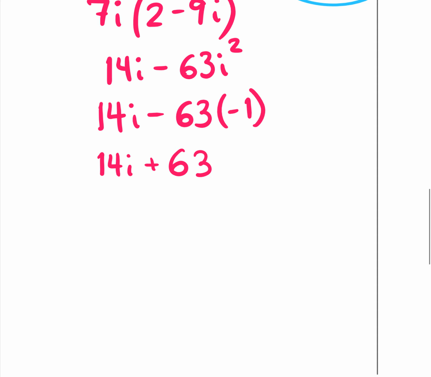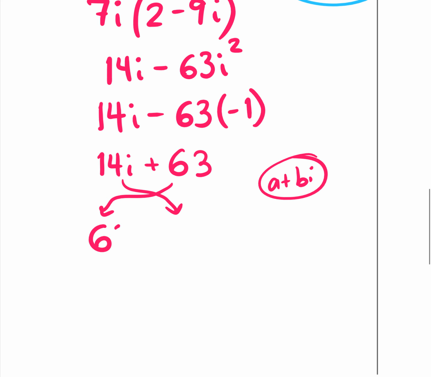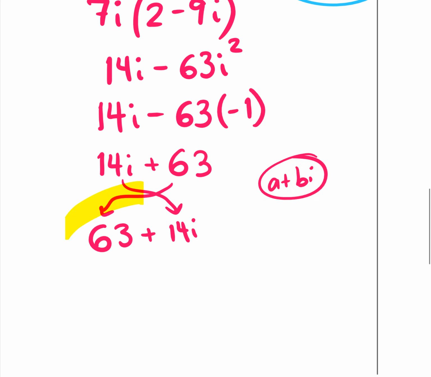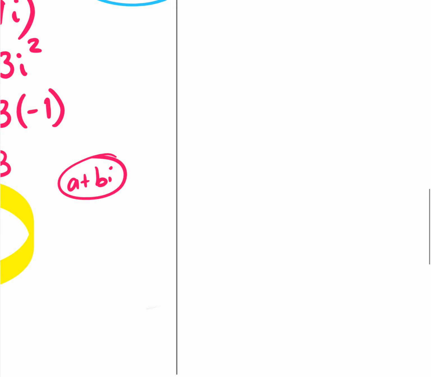And that's a good looking answer, except we want to switch them because we always want it to be in the form a plus bi. We want the imaginary part on the right and the real part on the left, and this is the opposite of what we want. So I'm just going to switch them, 63 and then 14i. There we go. And like I said, the line before, the 14i plus 63, was technically correct. That's the correct answer. It's just not in the form we want.